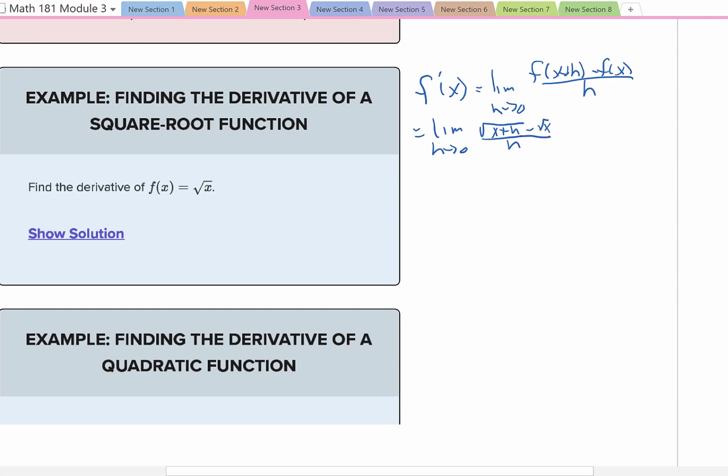Now, to deal with a radical, like a difference radical, even if you had a radical minus a number, you still do the same thing. So we're going to multiply this by the conjugate, which is the square root of x plus h plus the square root of x over the square root of x plus h plus the square root of x.